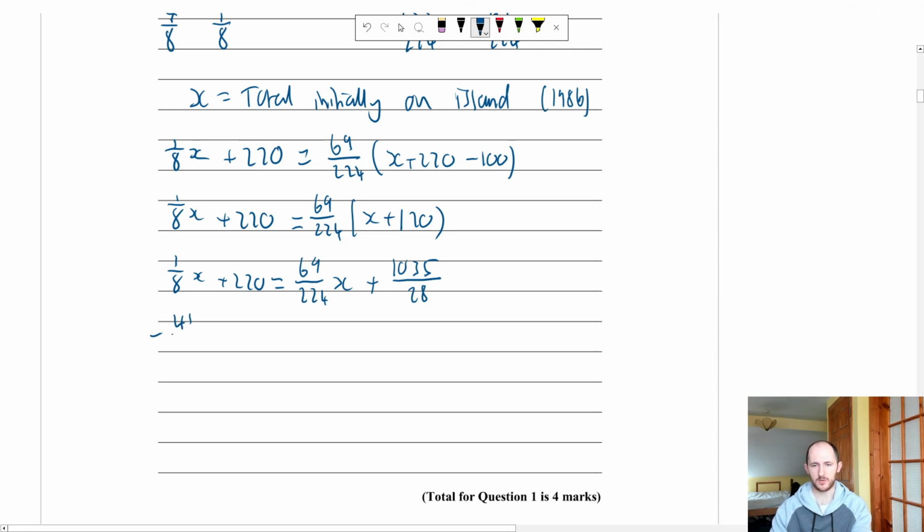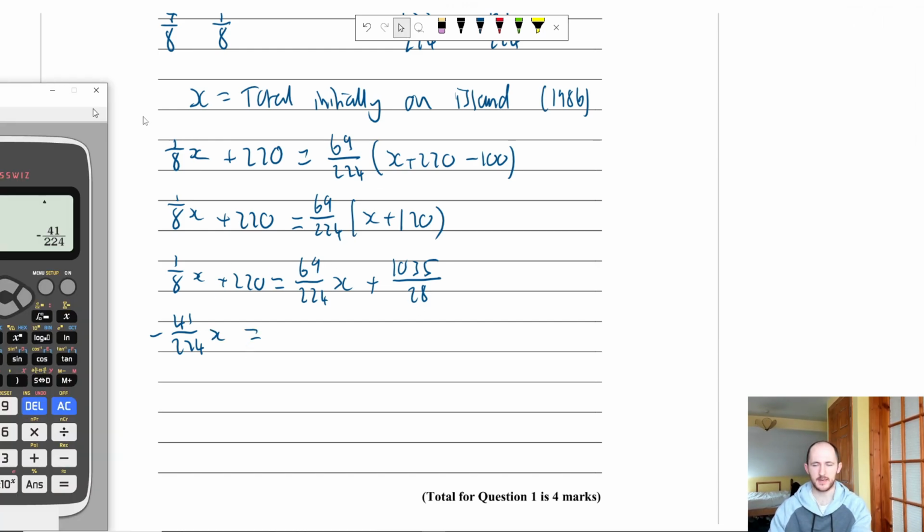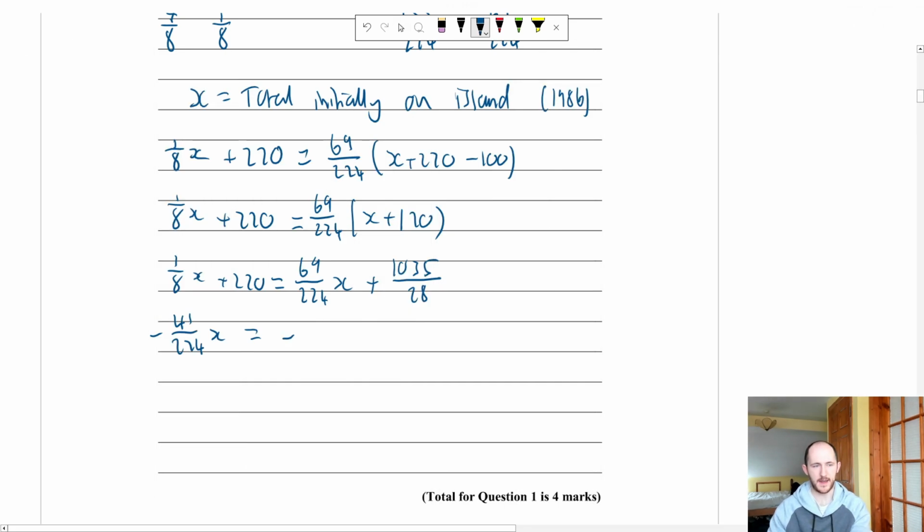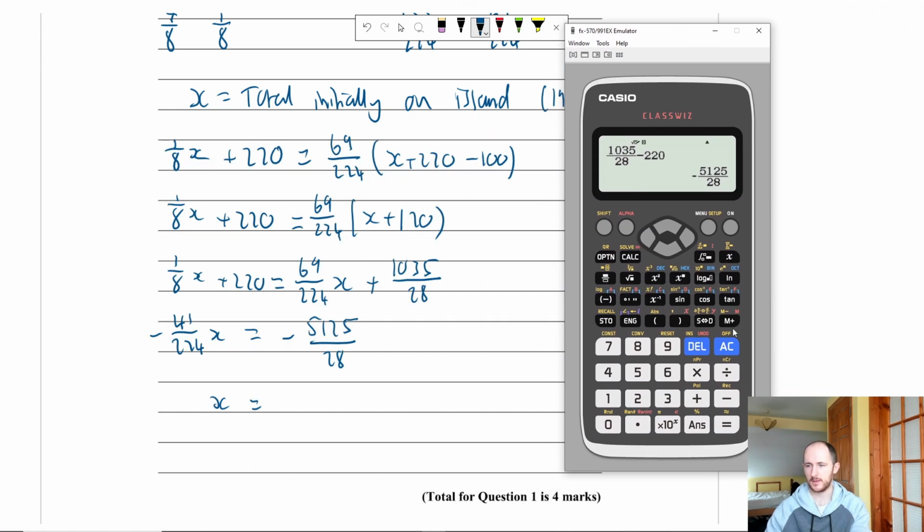Minus 41 over 224x equals, and then it's going to be 1035 over 28 minus 220. Because again, don't forget, we're just minusing both sides. Over 28, there we are. Minus 220. That'll also give me a negative number, which is good because it will cancel. And then I'm not going to rewrite anything. I'm literally just going to do answer. So ANS divided by this.